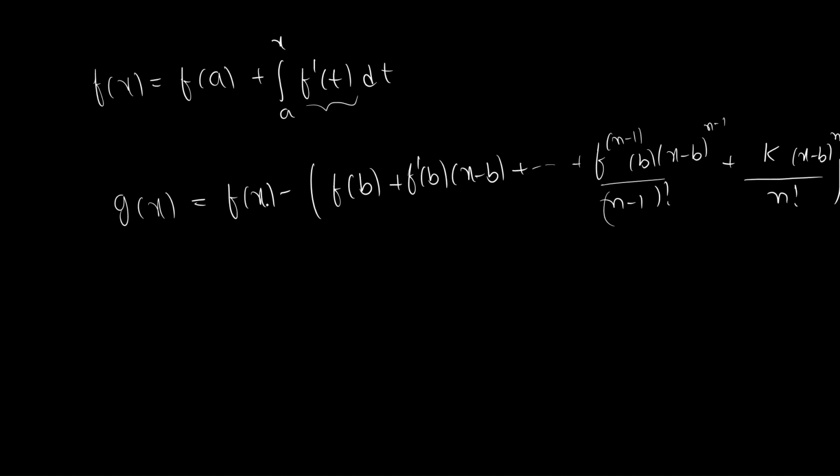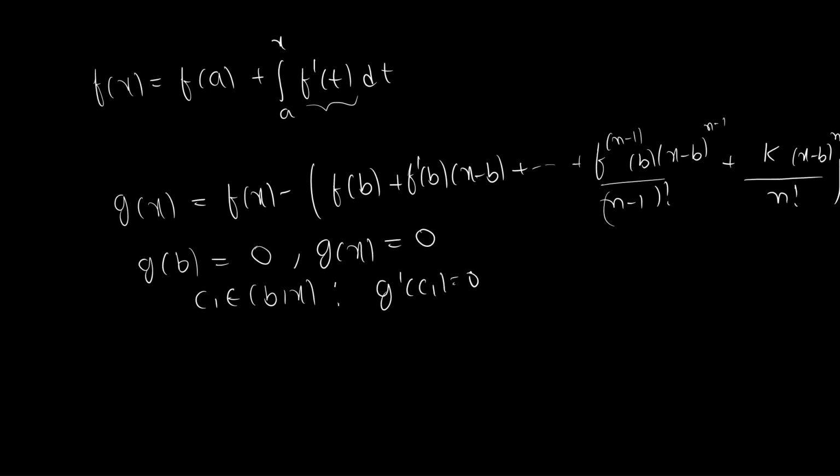Now since we are defining f(x) equal to this quantity at every point x, we want g(x) to be 0 for all x. If we put b in place of x, we get g(b) = f(b) - f(b) = 0, and in the remaining terms the (x - b) terms go to 0, leaving us g(b) = 0. And we also want g(x) to be 0 for all x from a to b. Now here we can apply Rolle's theorem on g and say that there will exist c1 in between b and x such that g'(c1) = 0.